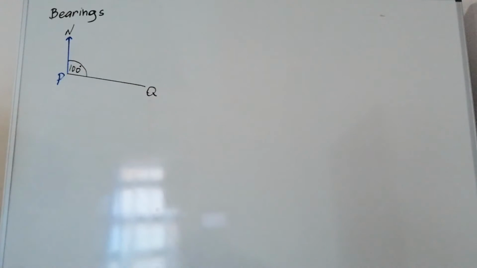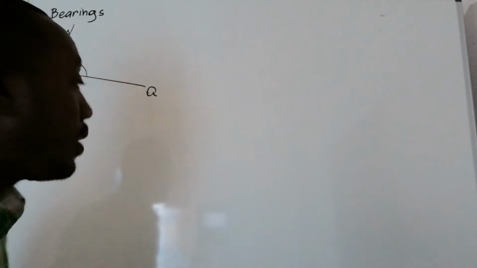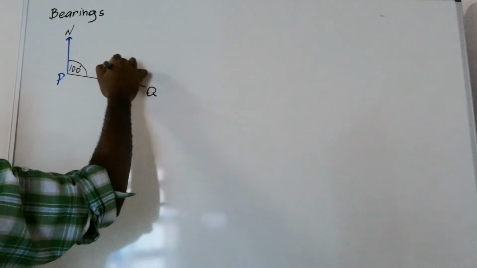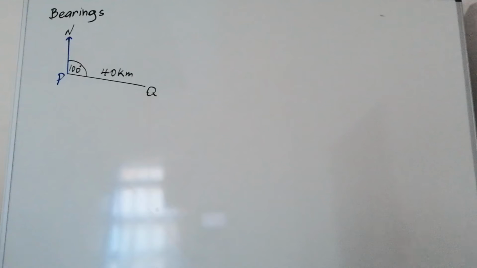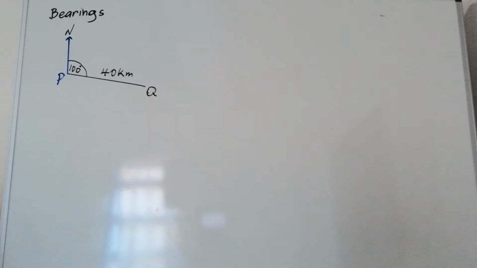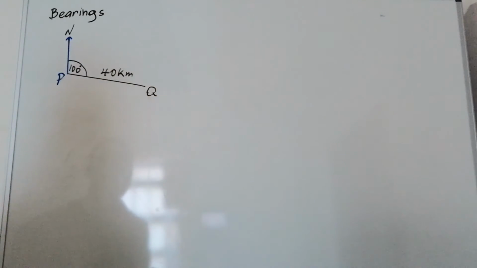Now, notice also it says that the distance from P to Q is 40 km. So we could put that in. Another piece of information given is that from Q, it goes to R. And the bearing of R from Q is 150 degrees.